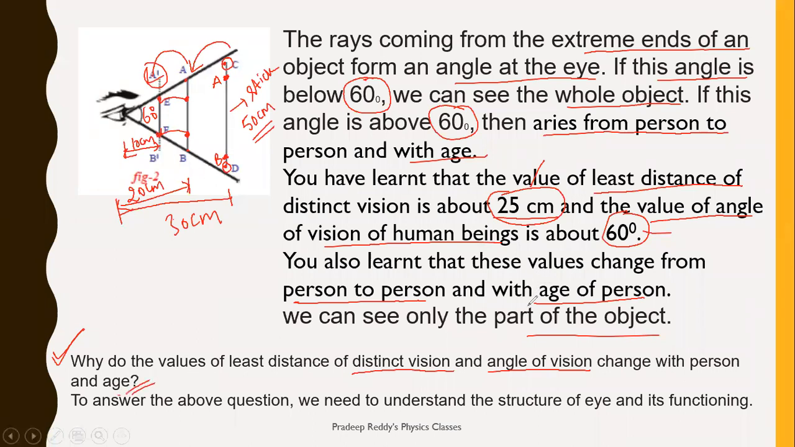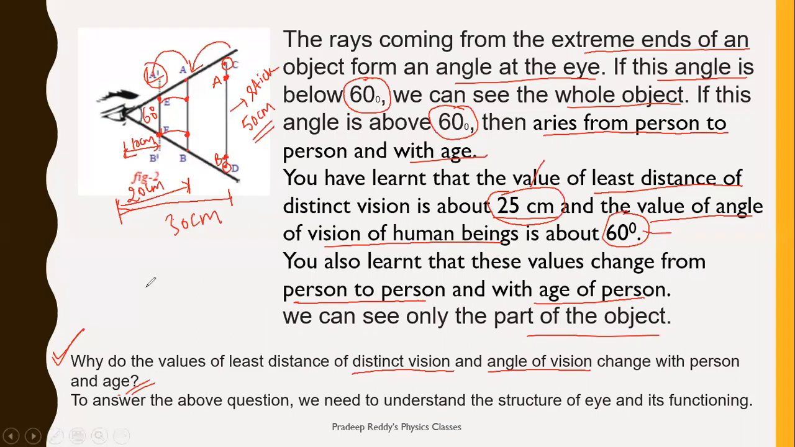Why is it changing? As I told you, for a person who is getting older, his least distance may not be 25, it may be some other value. It can be like 20 centimeter. And 60 degrees may not be 60, it can change to 50. Then how is it being varied?